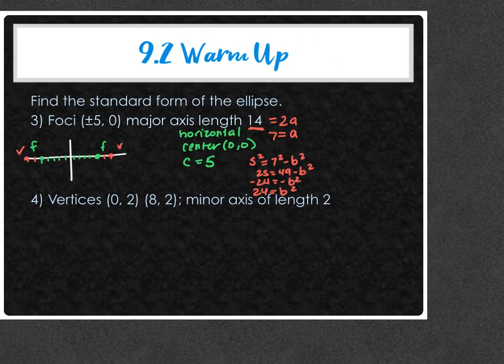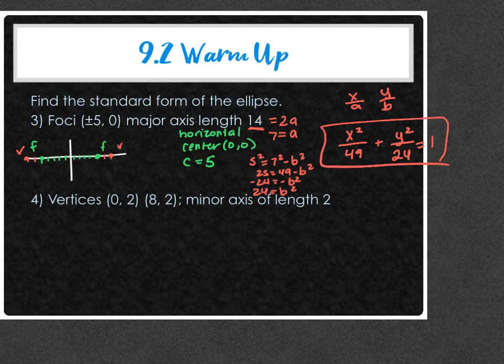If it's horizontal, then the X gets the A, the Y gets the B. So X minus 0 squared over A squared, which would be 7 squared or 49, plus Y minus 0 squared over B squared, which is 24, equals 1. And there's the standard form of this ellipse.